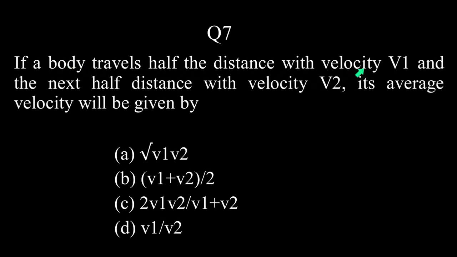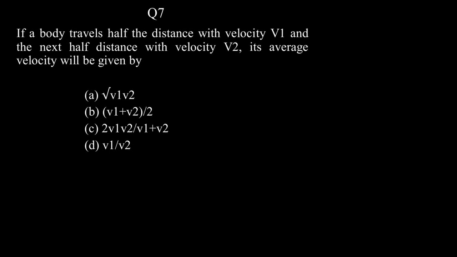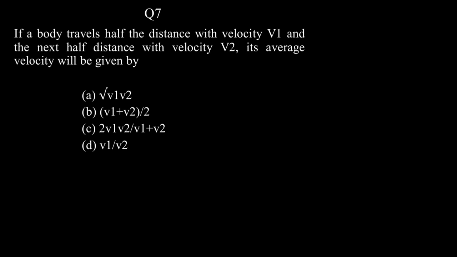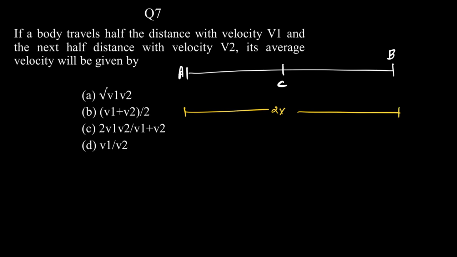If a body travels half the distance with velocity v1 and the next half distance with velocity v2, its average velocity will be given by. Now, let us draw a rough diagram to analyze the motion. So, let's say the body was at initial position A, final position B, C was the midpoint, and let us assume that the whole distance is 2x, in which case AC would be x because C is the midpoint, C is half the way, and CB is also going to be x.